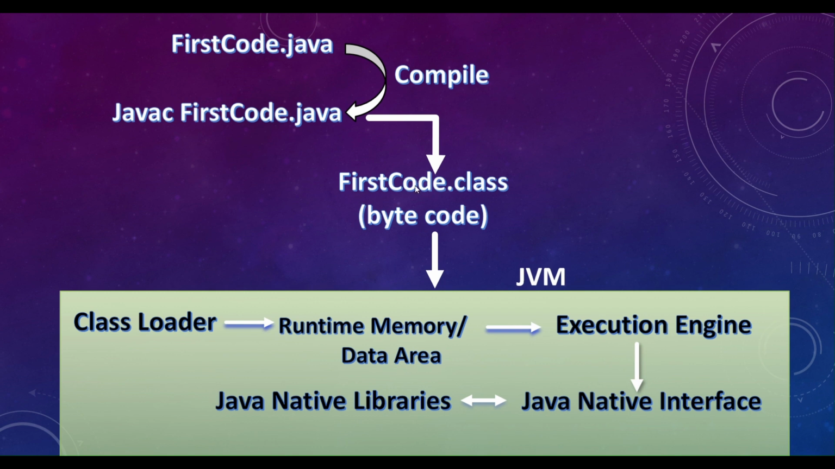The runtime takes this Java program and performs the compilation process. It gives the bytecode as an outcome, and this is given as an input to the JVM. Internally, the JVM contains three different major components: the class loader, the runtime memory or data area, which is also called memory management, and the execution engine.